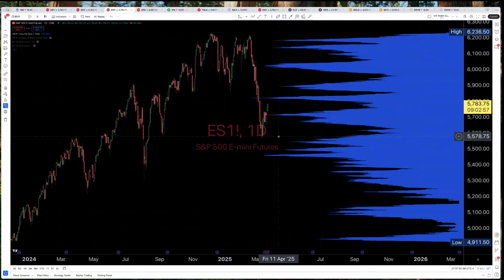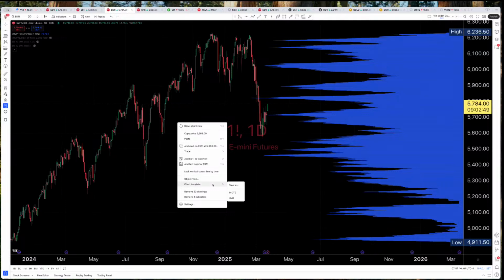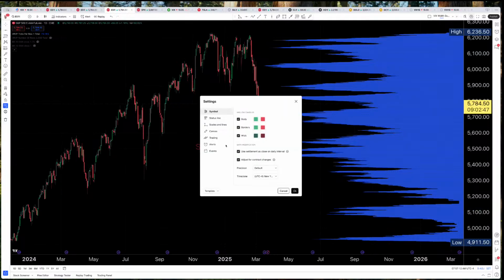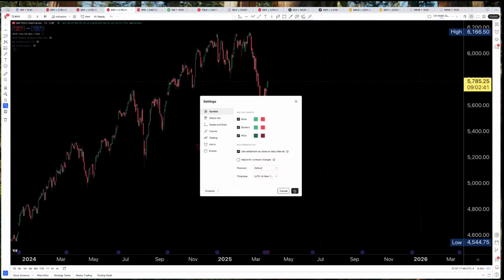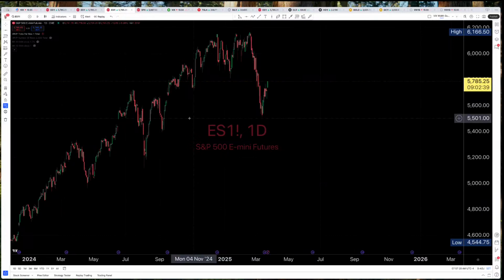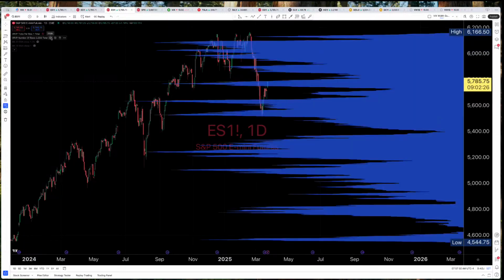Let's see, we're on ES1. Okay, so there may be a need for an adjustment to this. I don't know. Let's find out. Because we just switched over to the June contract, sometimes your settings can be a little bit off. So it says adjust for contract changes. I don't know. Do we want to adjust for contract changes? We'll take that off and see what happens. Come on, redraw. Yeah, it doesn't want to redraw. There we go. All right, so now we're showing it correctly.